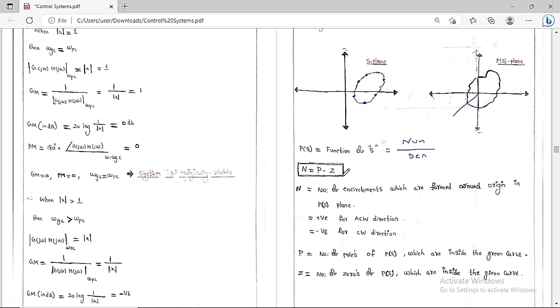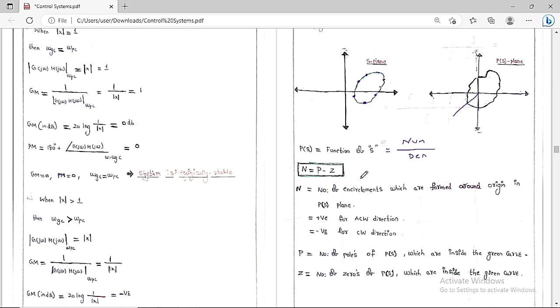P indicates the number of poles of P of S which are inside the green curve, and Z indicates the number of zeros of P of S which are inside the green curve. Always keep this in mind. Finally, let me repeat the concept. Suppose I have taken a curve in the S plane. I put all these points into the function P of S, and it has some real part and imaginary part. If I plot all these values in the P of S plane, we get a curve. I want to figure out how many times it encircles the origin of the P of S plane, using the formula N is equal to P minus Z. So how do we get this value?